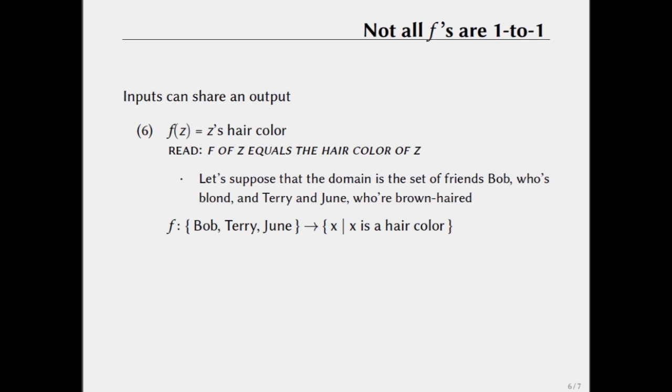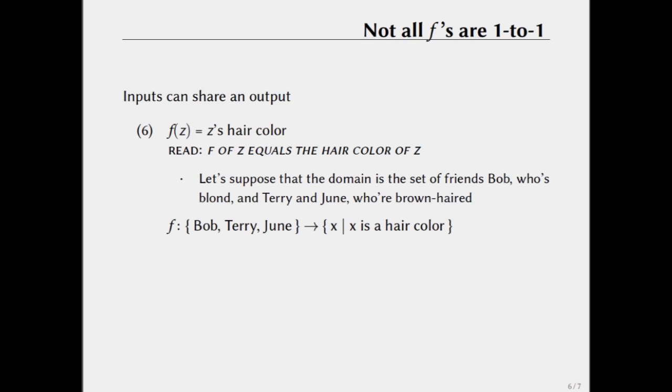Inputs can share an output. That is to say, not all functions are one-to-one. So for instance, if f of z equals z's hair color, or the hair color of z, well, there's a huge number of people in the world, but there are only a handful of hair colors. So we're going to have to share.